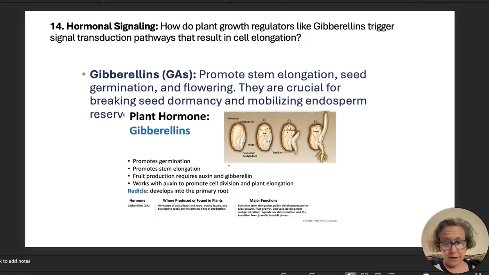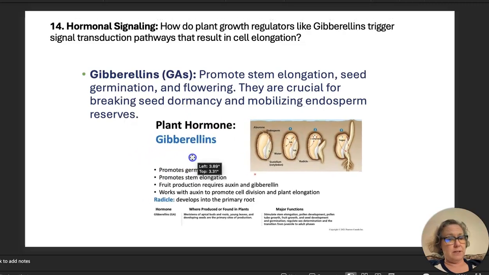Okay, plant growth regulators. Especially gibberellins. Okay, so these are going to promote stem elongation, seed germination, flowering. They are crucial for seed dormancy. How are these doing it? Let's look at both of those things that they do. I'm sorry for the snoring pug.